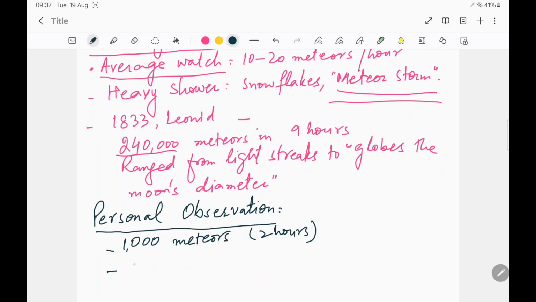And once he saw around 100 meteors, and that was in Leonid's shower, and we have already explained that it happens in November. So he has not told us the exact time, but that is how he has shared his own observation as well, that he has watched the meteor shower once around 1,000, and on the other occasion around 100 meteors in a very short time.